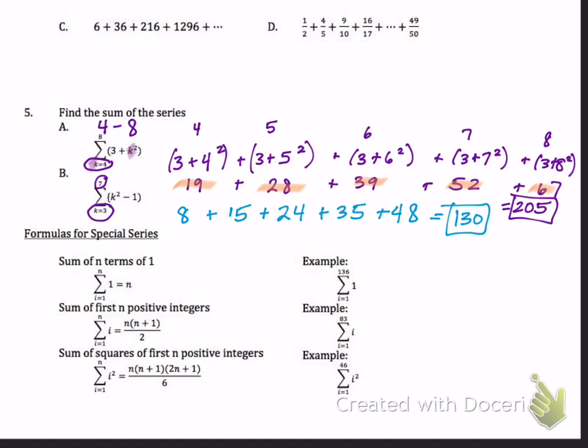And then lastly, here are the formulas for special series. You will be given these. We're just learning how to plug them in. So you're going to be given the formulas, you just need to know how to plug them in. If you have just a 1 right here, then your answer is the number that is on top.